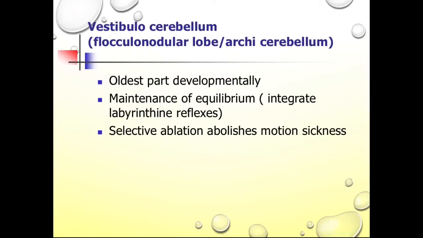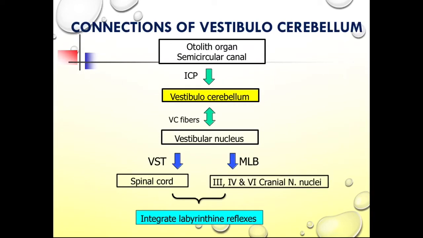paleocerebellum and spinocerebellum. So the oldest part developmentally helps in maintaining equilibrium. If there is a selective issue with this vestibulocerebellum lesion, say a particular person is having excessive motion sickness, some people are very hypersensitive to motion sickness. First they will try to get treated by medical treatment. If it is very resistant to the medical treatment, they do selective ablation of the vestibulocerebellum to get rid of the motion sickness, right. And these are the connections, there is no need to rote learn.